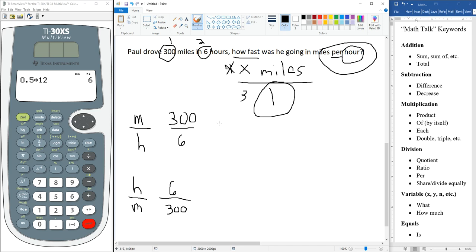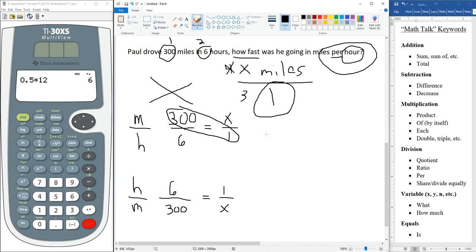So x miles in 1 hour. Okay, 1 hour to go x miles. Now, when we use cross multiplication, what we're doing is setting up 2 equivalent fractions. Now, we're going to look in an x pattern, meaning like this. If we look in an x pattern, what's across from each other? 300 and 1 are across from each other here.